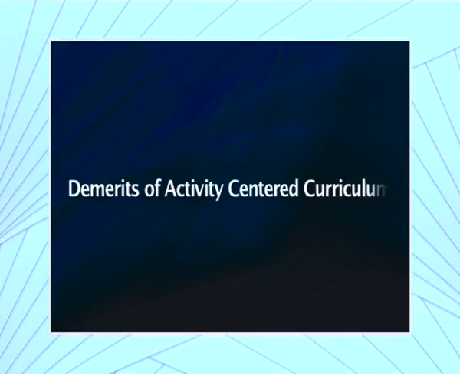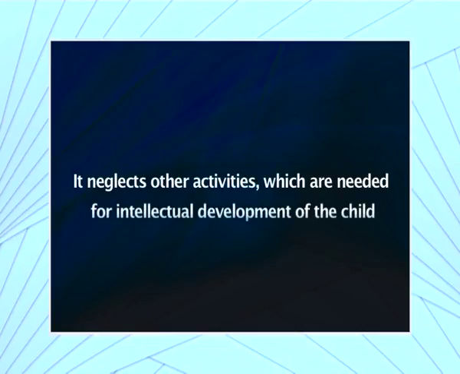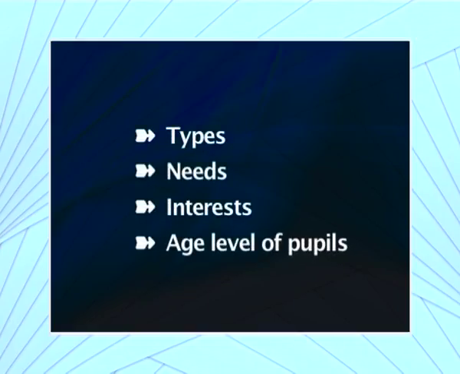Now, demerits of activity-centered curriculum. Activity curriculum attaches too much importance on activities. It neglects other activities which are needed for intellectual development of the child. It requires very competent teachers to select and plan suitable activities for the students. These are to be selected from various areas, keeping in view the type, needs, interests and age level of the pupils. An average teacher may not be able to organize judicious activity programs.